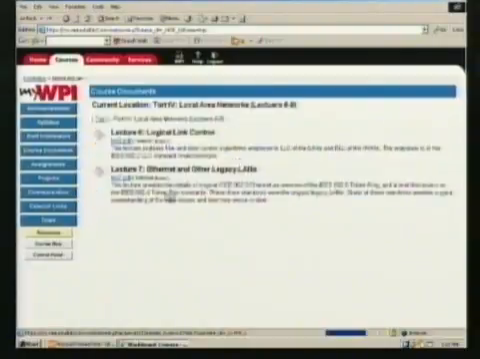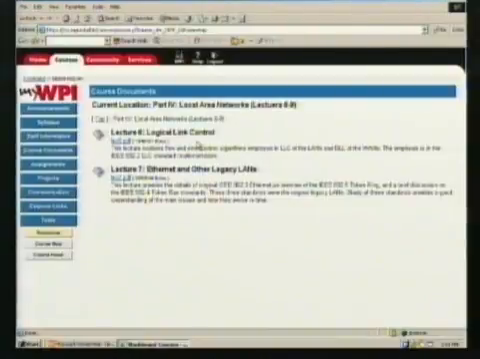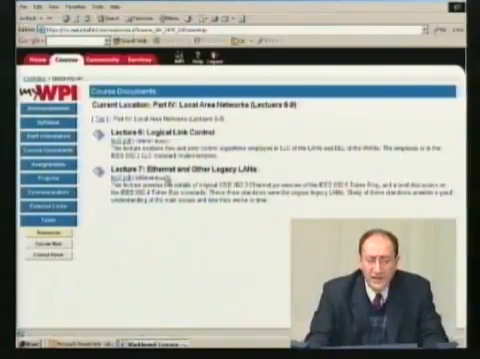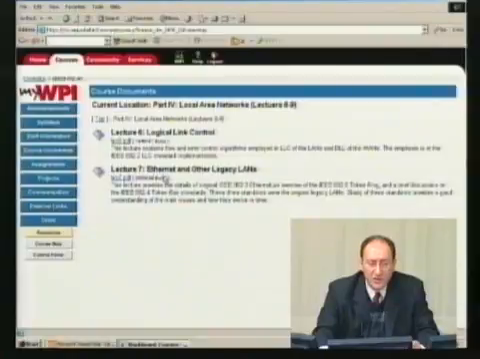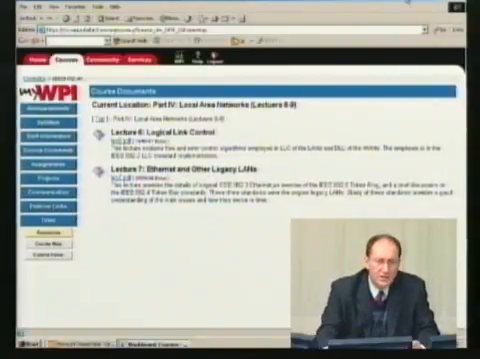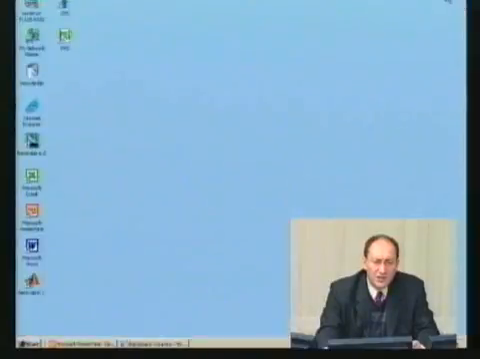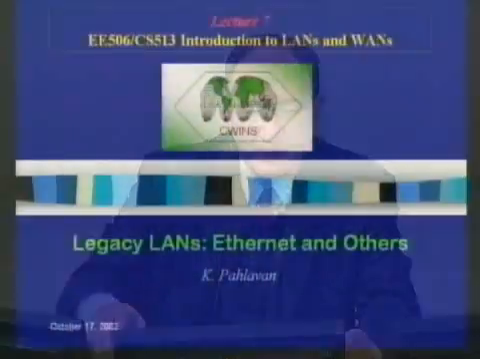And in that area, our first lecture was related to IEEE 802.2, which is logical link control. Then the next lecture that we started was lecture number 7, which was talking about Ethernet and other legacy LANs. So with that introduction, we can start this lecture, the second part of lecture 7.